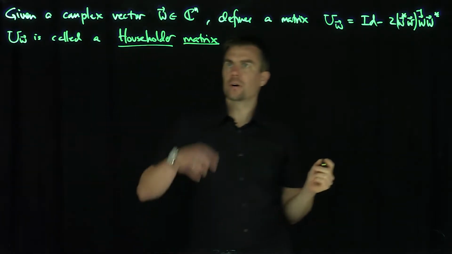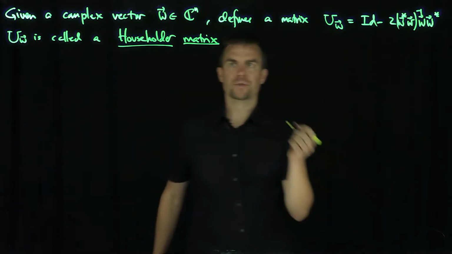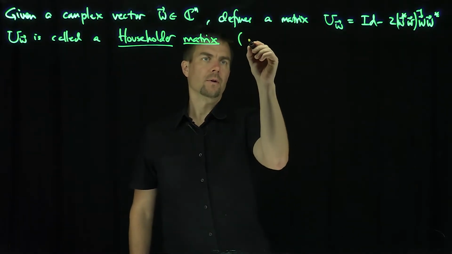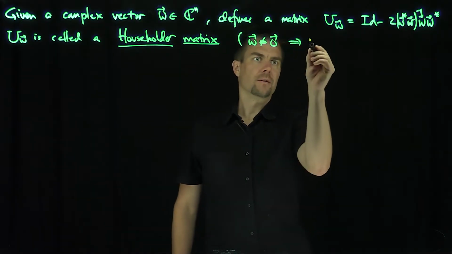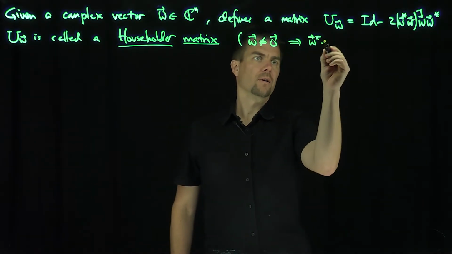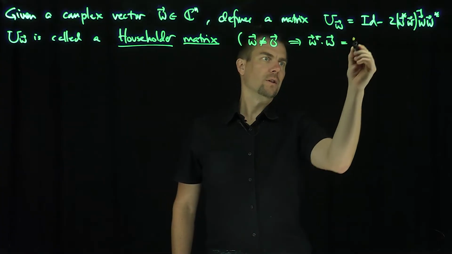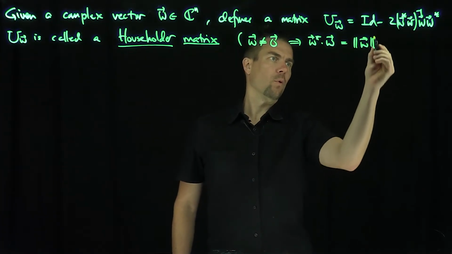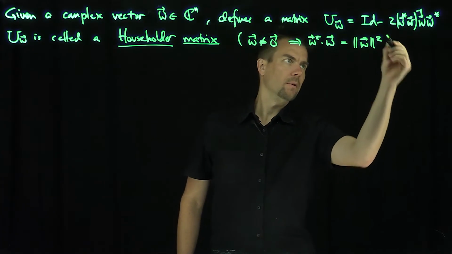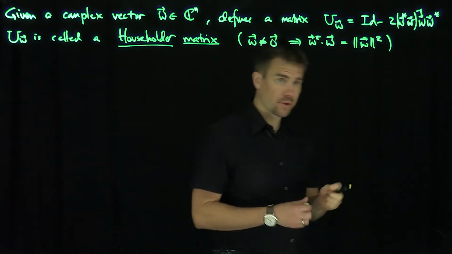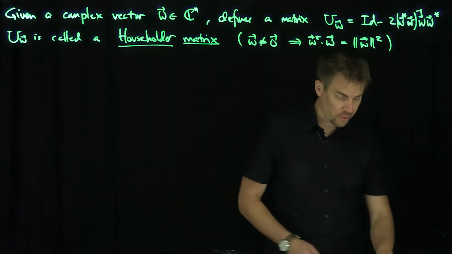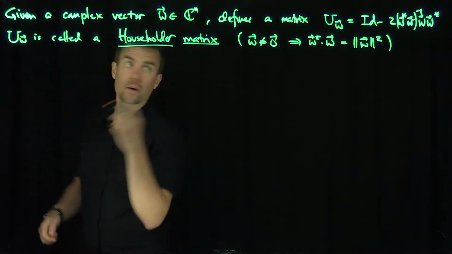Okay, and over here we're assuming that this vector W is not equal to 0. So here, the vector W is not the zero vector, and that means that this number over here, W star W, is just the length of W quantity squared. Okay, excellent. And so let's talk about some basic properties of Householder matrices. They're really important in numerical analysis, but there's a couple of elementary quantities we can figure out real fast.